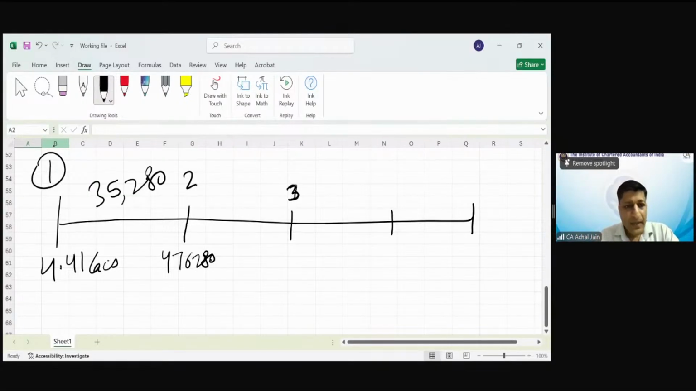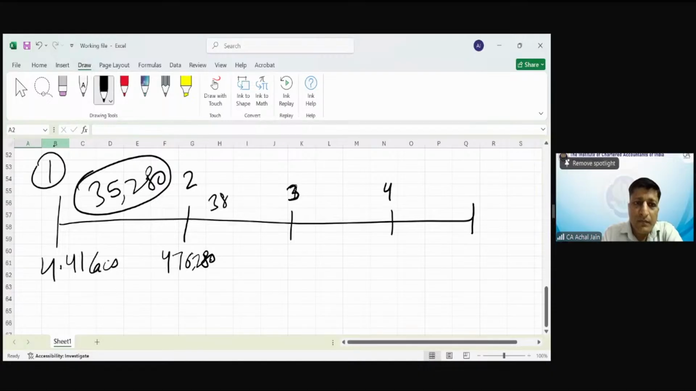So the interest will be the same amount, 8% on 4,76,280. No, I'm saying that on this 4,76,280, compute the interest. What is the interest that you'll have for 1 year? Same way, like you computed this interest, compute the interest for the next year. Sir, 38,102 rupees. Okay, now add this and tell me what is going to be the closing balance.